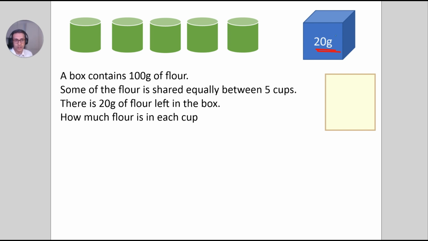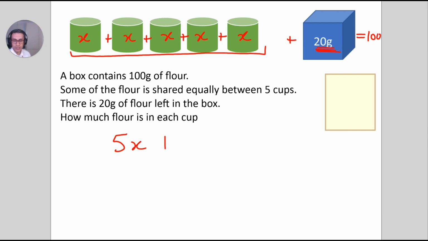So we know we started with 100 grams. If it's shared equally between 5 cups, what we know is there's some value which is the same, some weight of flour in each cup. I'm going to call it all x. So when you add these all up, along with the 20, it should equal 100 because you started with 100 grams. So this all adds up to 5x. So 5x plus 20 must equal 100.